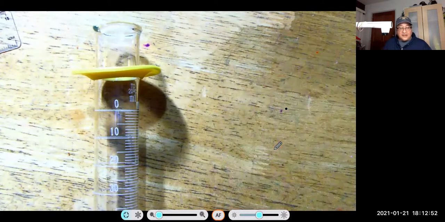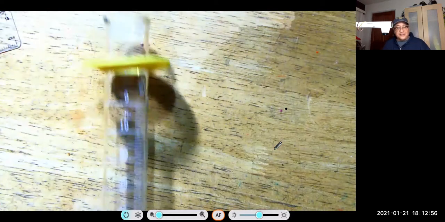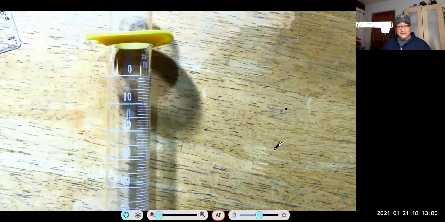This is a graduated cylinder. And when you use a graduated cylinder, I suggest you don't use it laying down on the tabletop because all the liquid will flow out of it. I'm just doing this so you can see the numbers. Fair enough? All right.